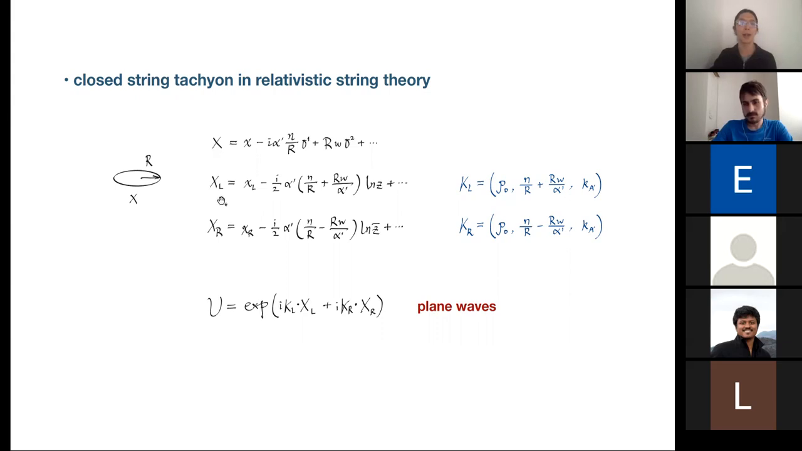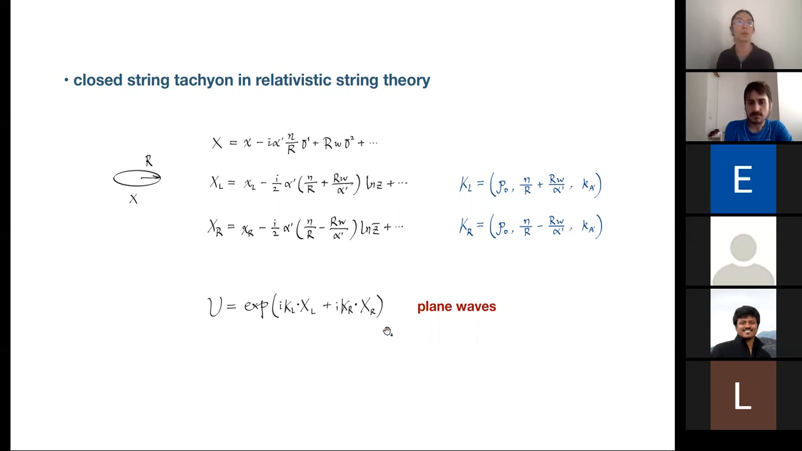And now you can split X into XL and XR, which are the left moving and right moving modes. So the left moving part only depends on Z in the radial coordinate, and XR only depends on Z bar. In this sense, we can introduce the left moving momentum that we call KL and the right moving momentum that we call KR, which are only different from each other when you have a non-zero winding number.